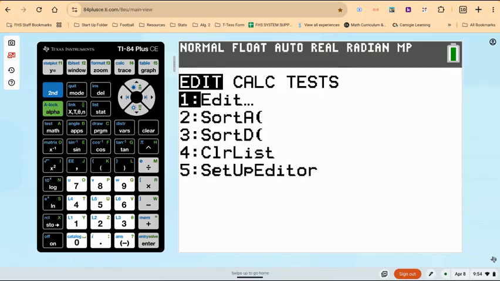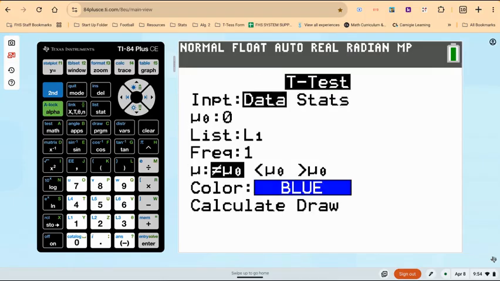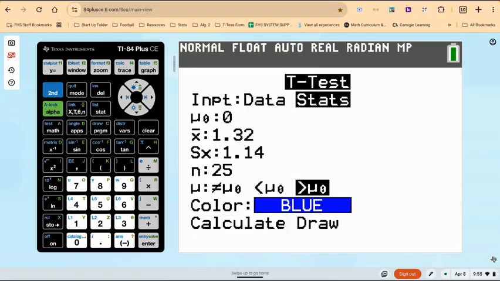So we go to stats, we scroll over to tests. This is number 2, just t-test. Okay, I have the stats, so I make sure that's highlighted. The null mu is 0. This was 1.32. Standard deviation, 1.14. And the sample size is 25. Okay, and then we had the mean difference should be greater than, and then we hit calculate.